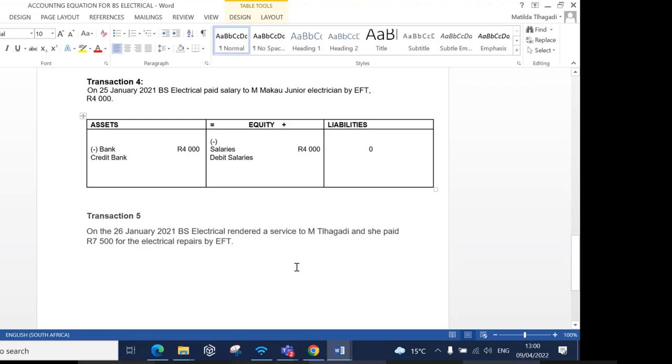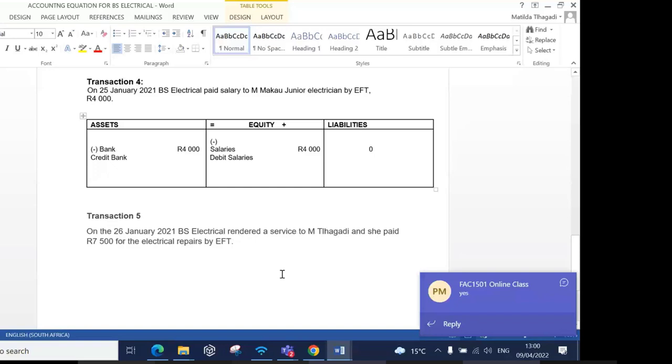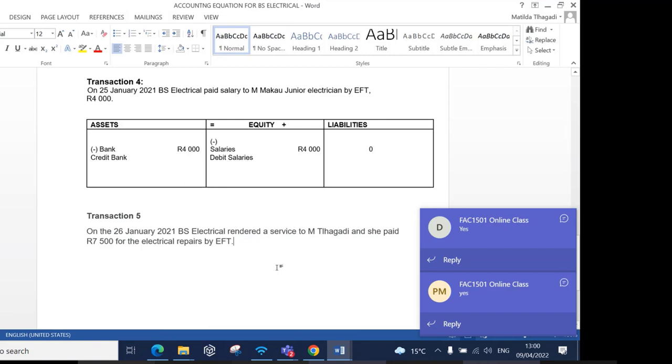Can you see that our equation balances? So now I'm going to be asking you about transaction number five. Let's do transaction number five.